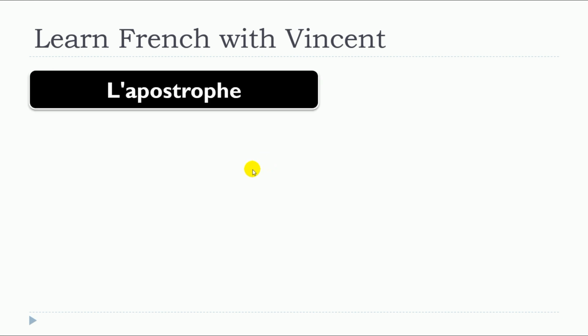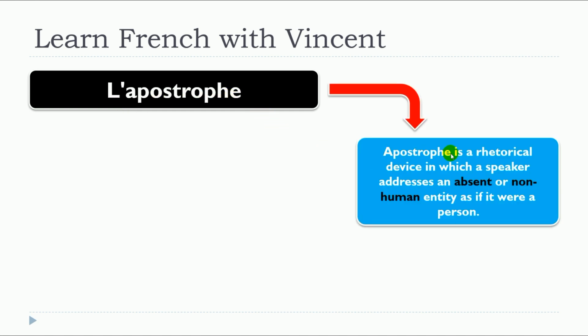So, this lesson is about l'apostrophe. Apostrophe is a rhetorical device in which a speaker addresses an absent or non-human entity as if it were a person.